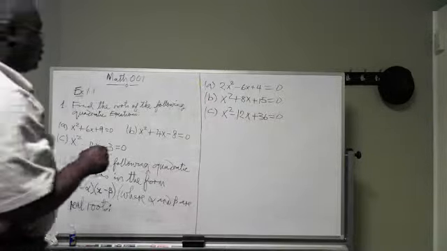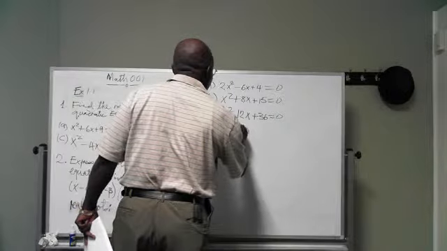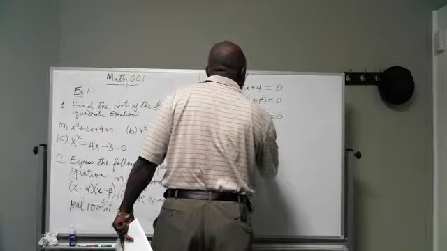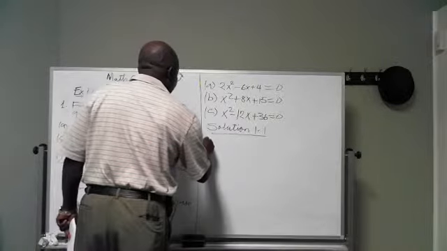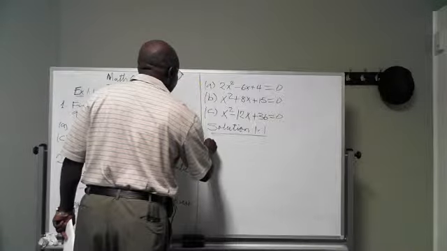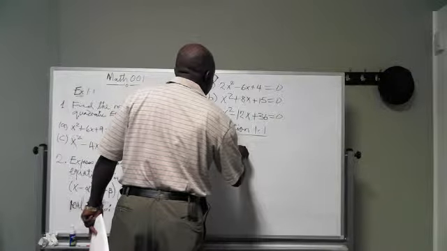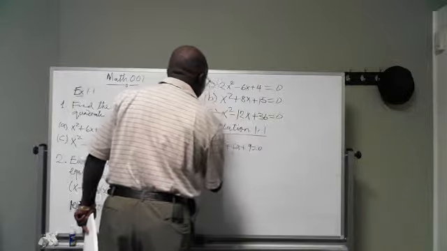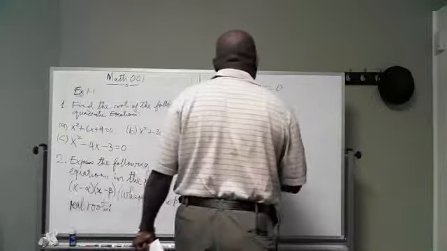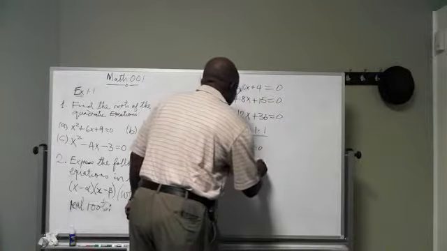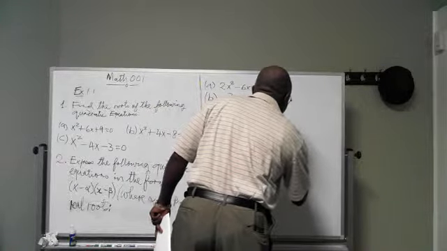Solutions to exercise 1.1. Consider equation 1a: x squared plus 6x plus 9 equals 0. Clearly, a equals 1, b equals 6, and c equals 9.